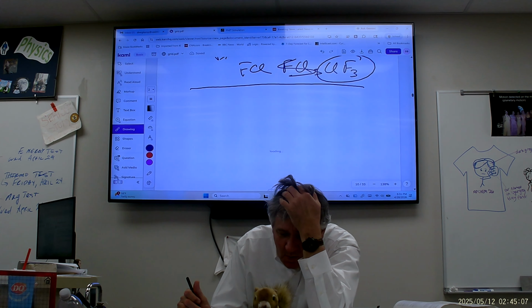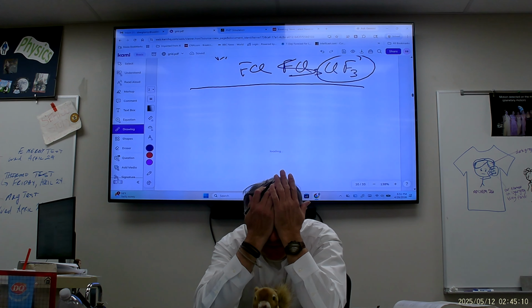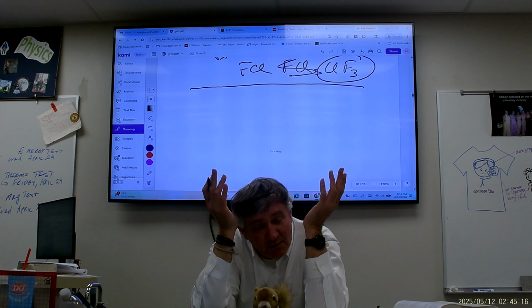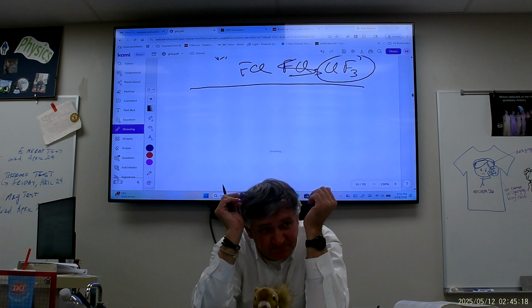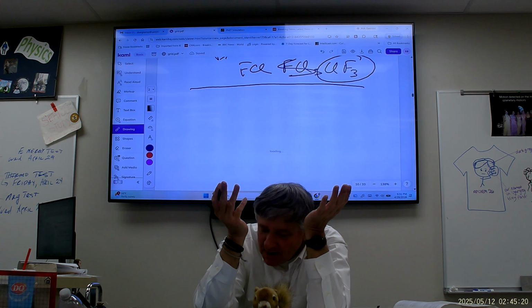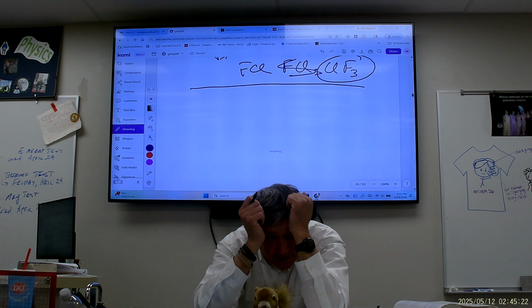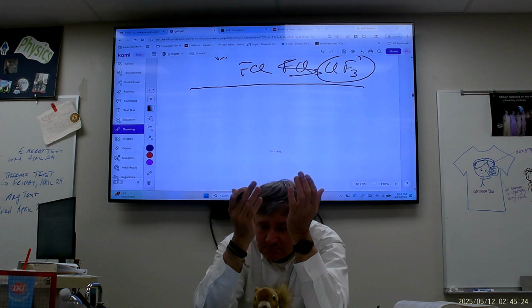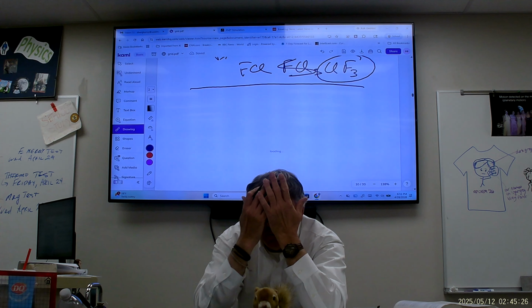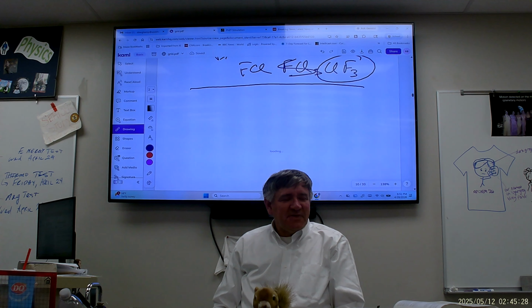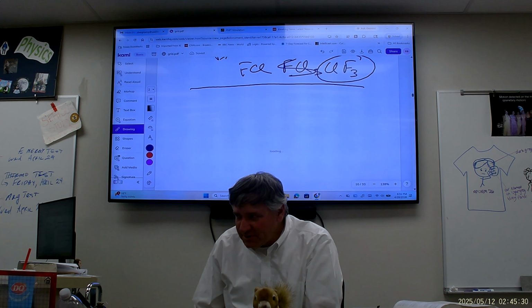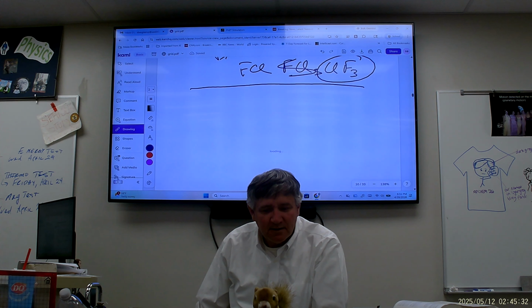Reoccurring theme. What do you notice about the numeric value of the Ksp? Pretty small. Favored in the reverse. Is calcium hydroxide going to be soluble in water? Slightly. Yes. No, it's not! That's why it's not favored in the forward direction. Wait, so calcium hydroxide?